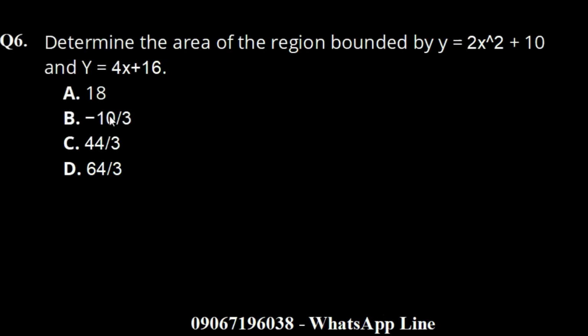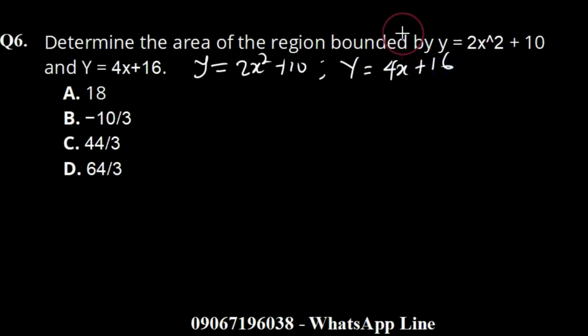In the next question, we're looking at question number 6. Determine the area of the region bounded by y is equal to 2x squared plus 10 and y is equal to 4x plus 16. Now to get the area bounded by this region, we need to equate both equations together. If we do that, that is going to give us 2x squared plus 10 is equal to 4x plus 16.